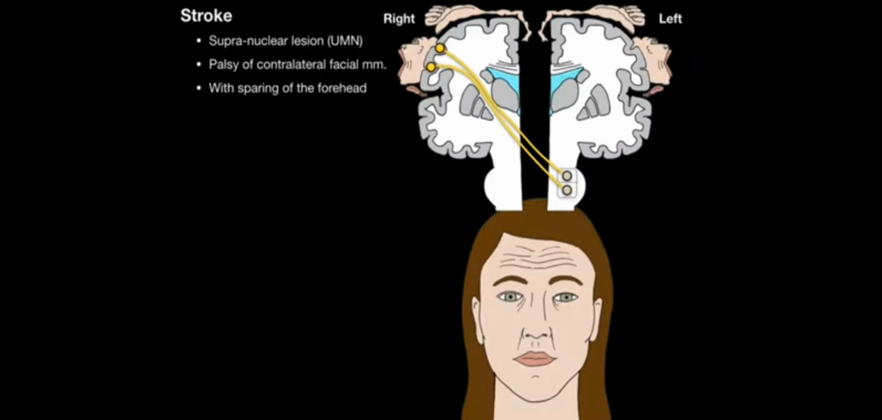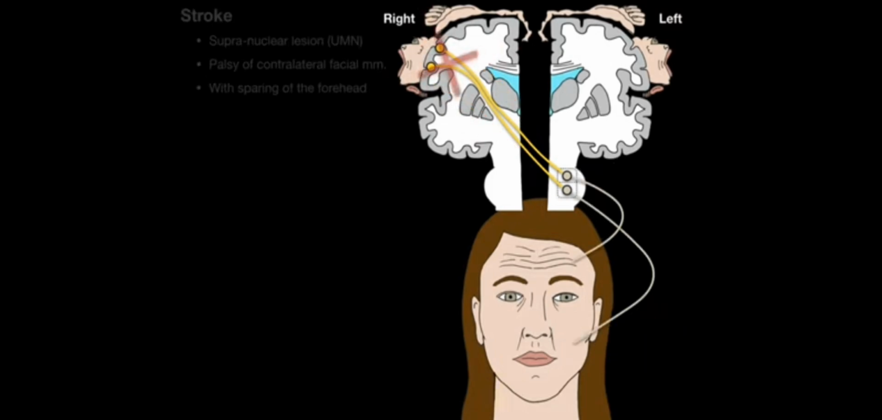All right. So now what happens in a stroke is that a stroke occurs when there is an injury to a supranuclear lesion, by supranuclear meaning above the facial motor nucleus, where the upper motor neuron is injured. This results in palsy of the contralateral facial muscles with sparing of the forehead. What does that look like? Well, here we have a picture, and there's the facial nucleus, and so a supranuclear lesion is anywhere in that area. Injury of the brain tissue that would injure those upper motor neurons is going to result in paralysis of the contralateral facial muscles with sparing of the forehead.